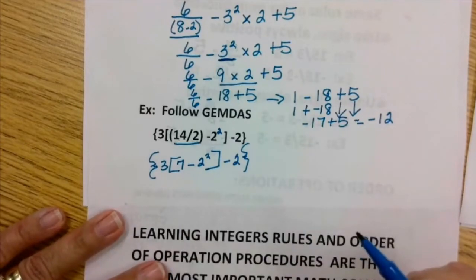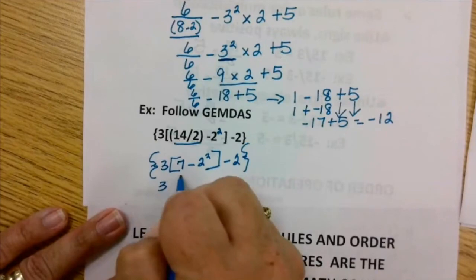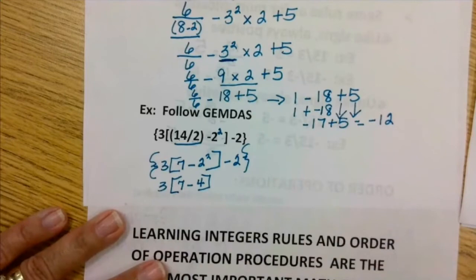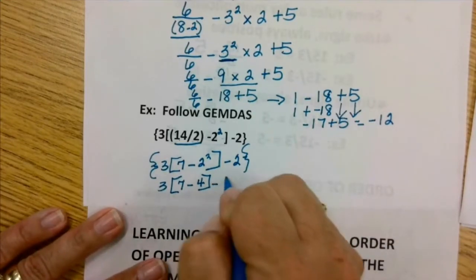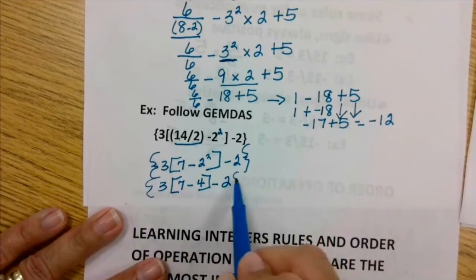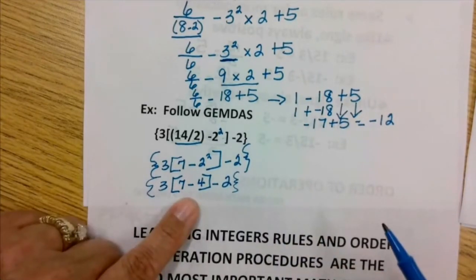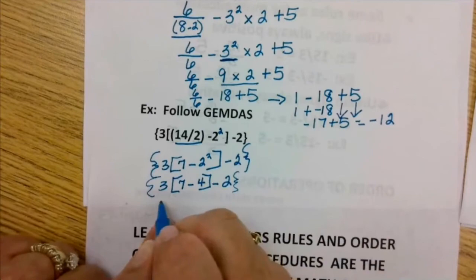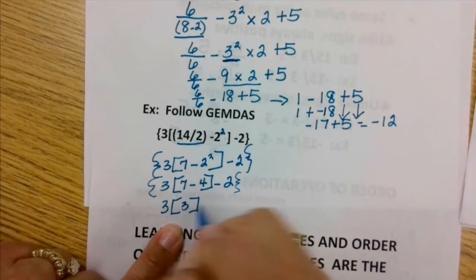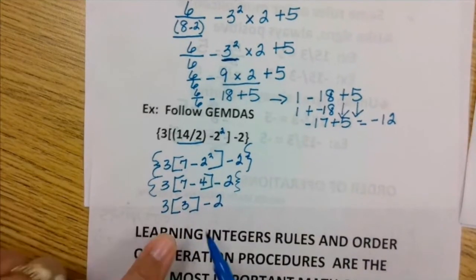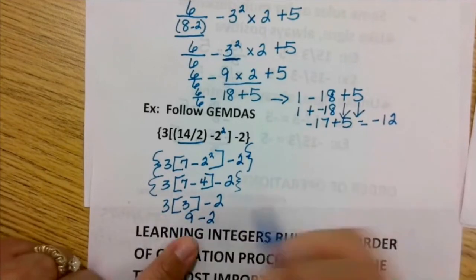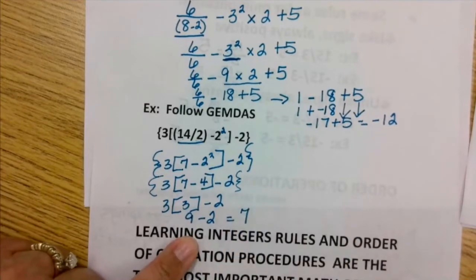What is 2 to the second power? 2 to the second power is 4. So now we're going to have 7 minus 4 inside our brackets, minus 2 on the outside. I need to put my brace here. All right, next we're going to do what's inside our brackets. So we have 3, and then what is 7 minus 4 is 3, and then we have minus 2. Now, 3 times 3 is 9, minus 2 is equal to 7, okay?